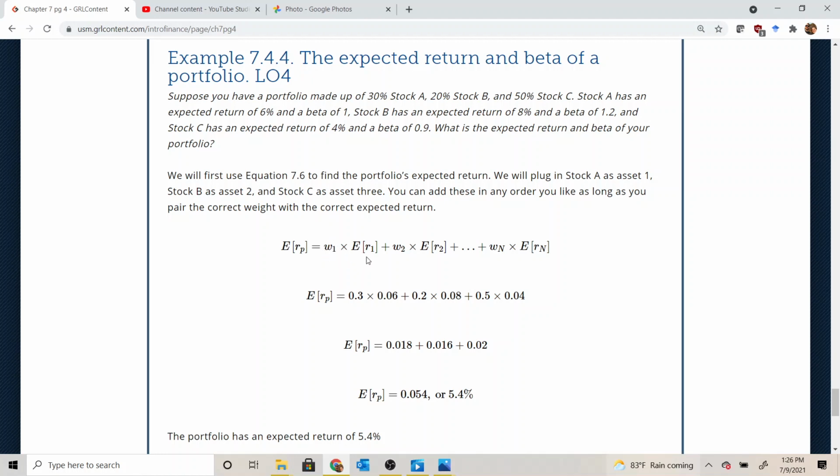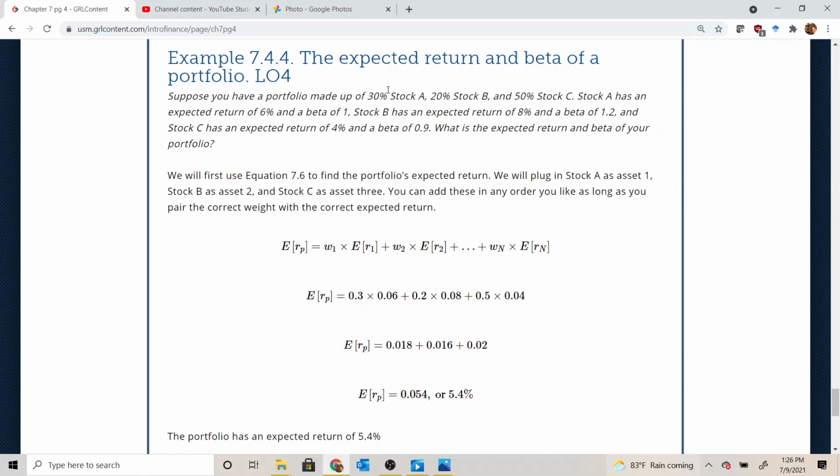We'll multiply that by the expected return of asset 1, or stock A in this case. We'll add to that the weight in the second asset, which is stock B in this case, times the expected return of the second asset, just stock B in this case. And we'll just do that for however many assets we have. In this case, we have 3.